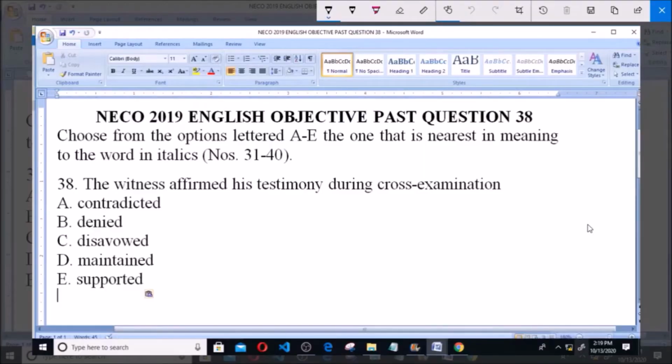Welcome. This is NECO year 2018 English Objective past question number 38. The instruction says choose from the options lettered A to E the one that is nearest in meaning to the word in italics. This instruction is to answer questions 31 to 40 under this English examination paper. This is question number 38, and the word in italics is affirmed.